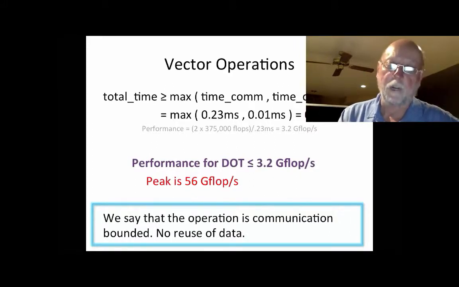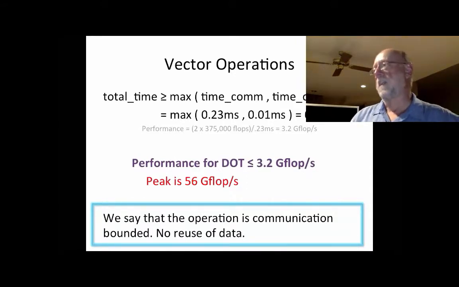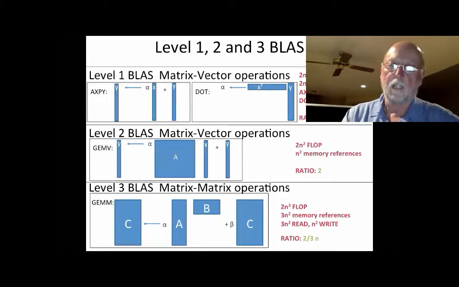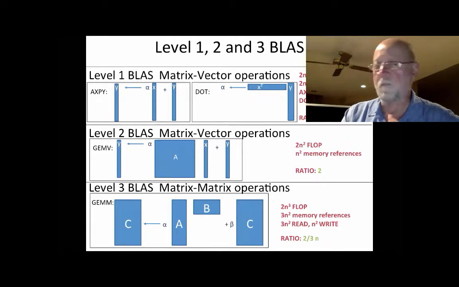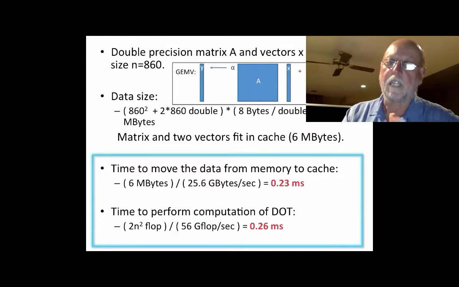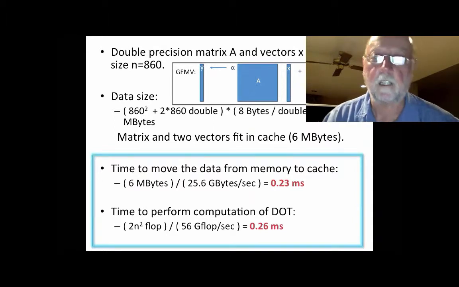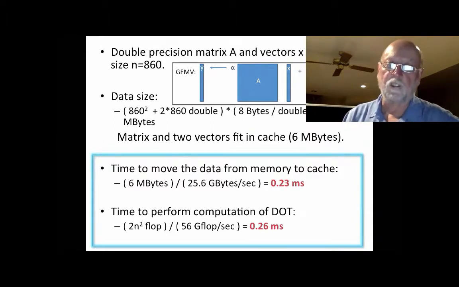So this kind of operation is really communication bound. There's no reuse of data going on in this particular situation. The data is read in, the operation is done, and I don't get any additional operations out of that data by doing it. We know that we have vector operations. We have things called matrix vector and matrix matrix operations. I want to take a look at matrix times a vector. And again, I'm going to size these things so they fill up my cache precisely. So in this case, I have a matrix of size 860 that leads to a matrix and two vectors consuming that 6 megabytes of data.